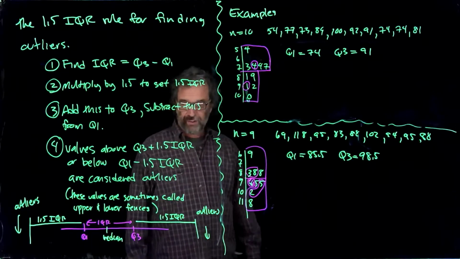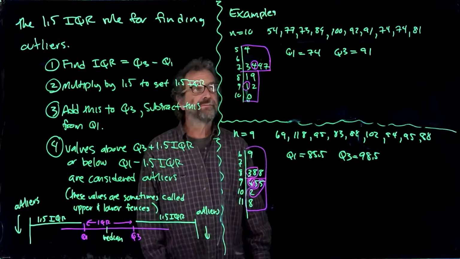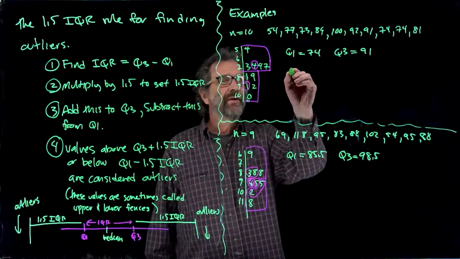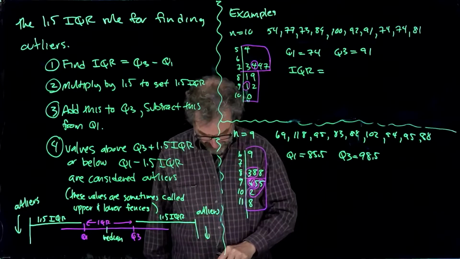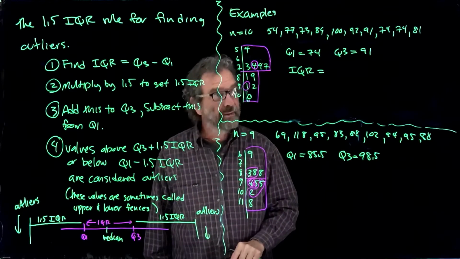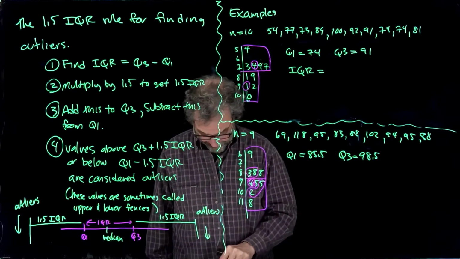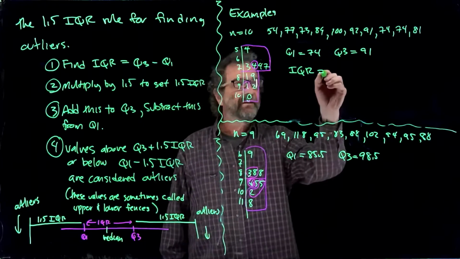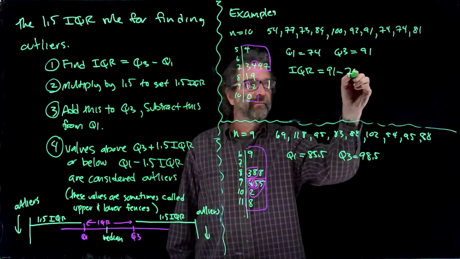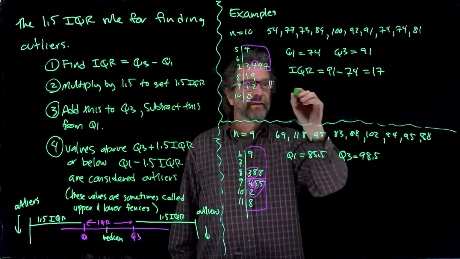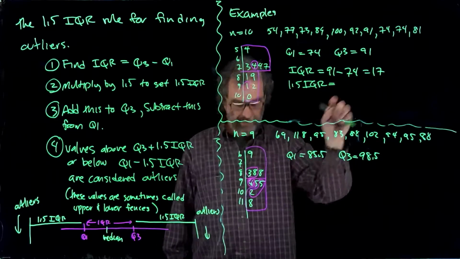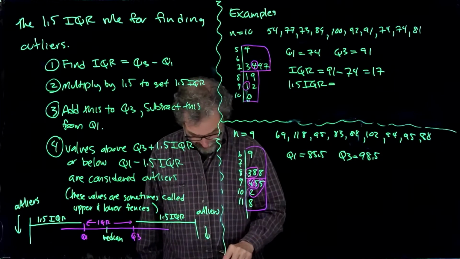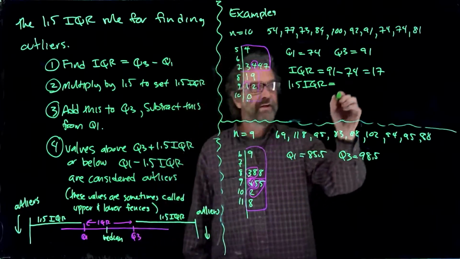Here's our data. We're going to run through the process. So we compute IQR. That would be 91 minus 74, 17. Then we go 1.5 IQR: 1.5 times that, 25.5.